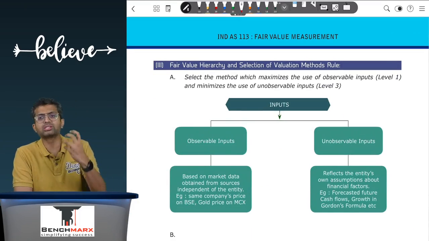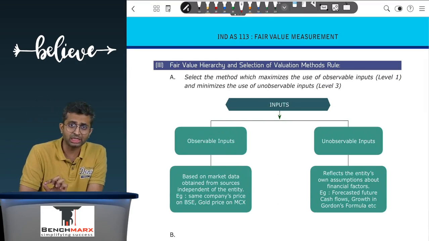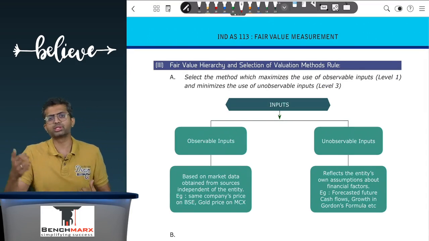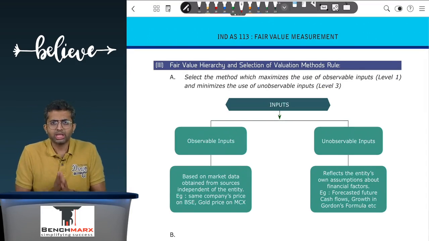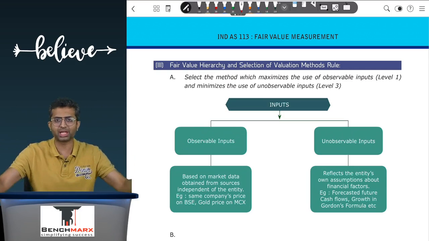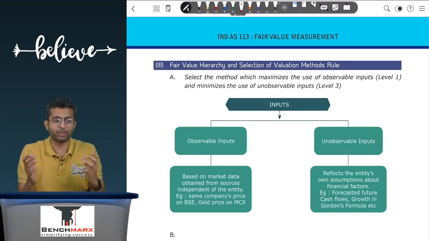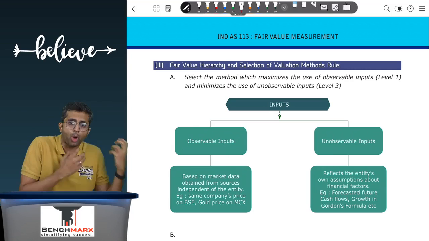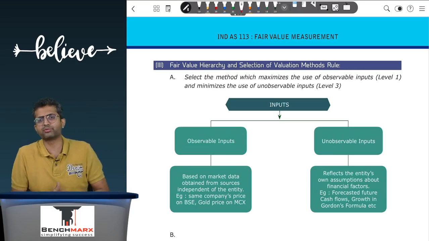So over here, what is the golden rule of valuation? The golden rule of valuation is you select a valuation technique which maximizes the use of observable inputs and minimizes the use of unobservable inputs. Now, the available price that we said of mangoes in the Dubai market, how would that be calculated? Well, that will be calculated by applying this principle that you will try to maximize the observable inputs and minimize the use of unobservable inputs.